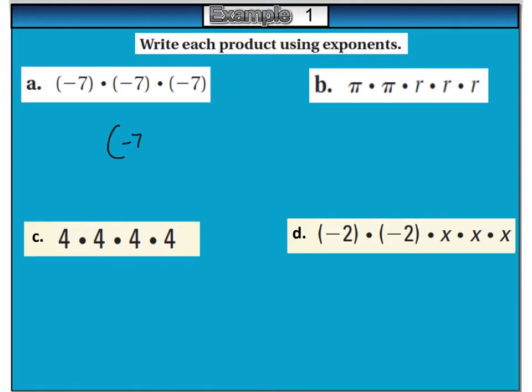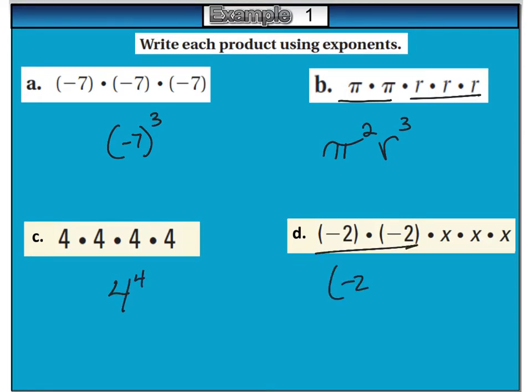Whenever you have parentheses, make sure you keep the parentheses. So the -7 is in parentheses to the power of 3. Letter B, we're going to put the pi's together. So we have 2 of them, pi squared, and then r to the 3rd. And you don't have to put a dot in the middle. You can, but you don't have to. Then we have letter C. We have 4 fours, so 4 to the power of 4.